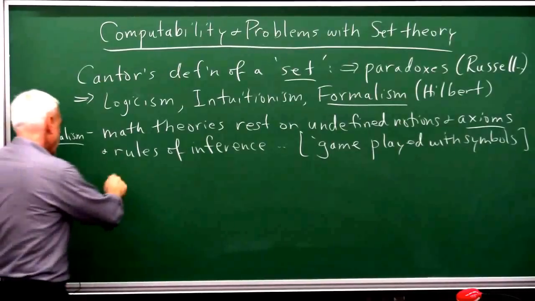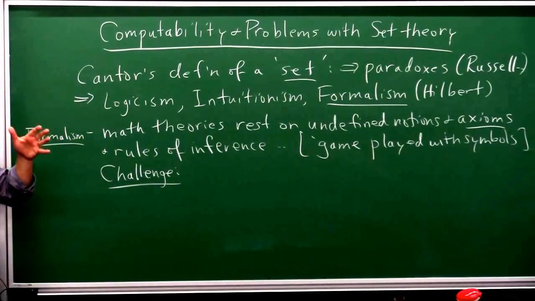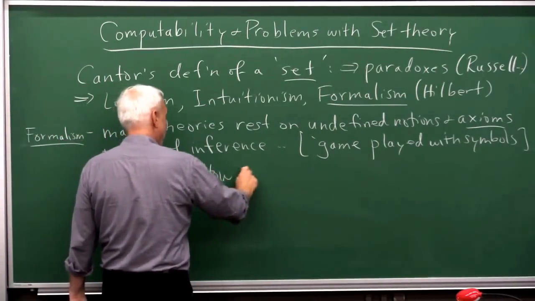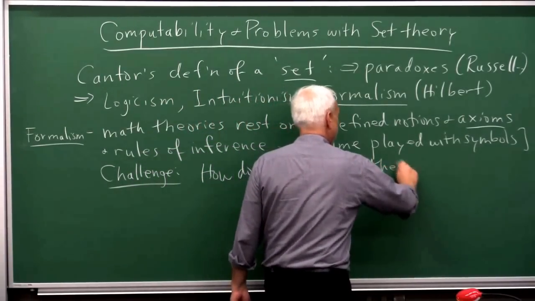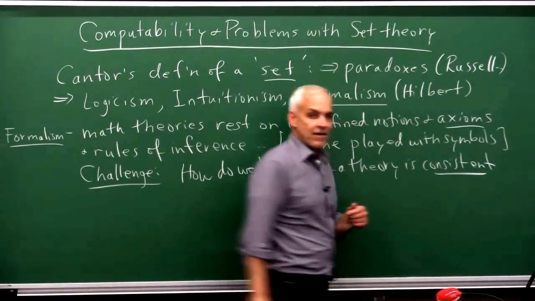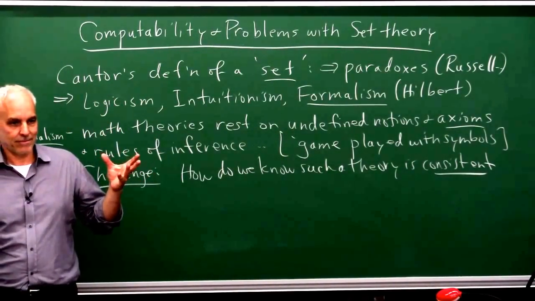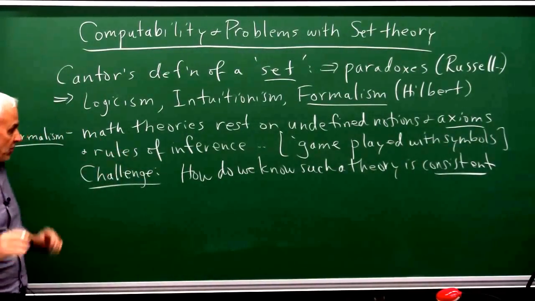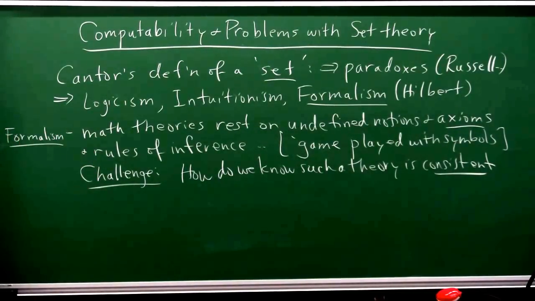Now, various challenges emerged from this. First of all, if you have such a mathematical theory which is unconnected from our ordinary experience, how do we know that it's consistent? And what do we mean by that? Well, we mean that it's not possible to prove a statement and its negation at the same time. You can't prove that A equals B and A does not equal B at the same time. That would be a contradiction. So you're not supposed to have any contradictions. So how do we know that if we start off with some arbitrary notions and axioms, we get a consistent theory?